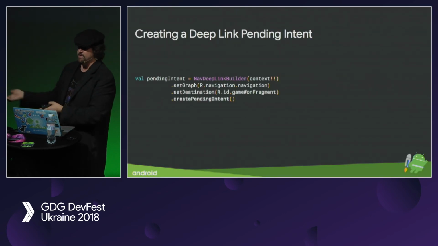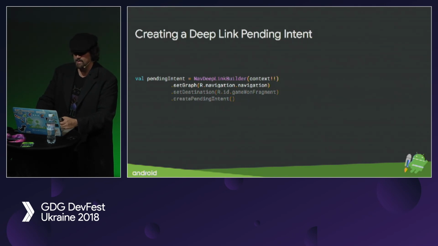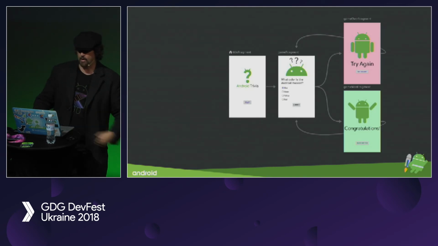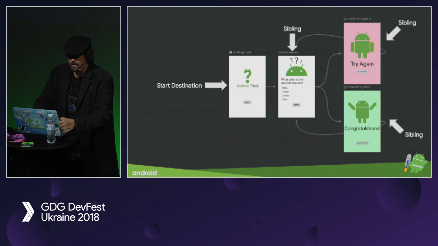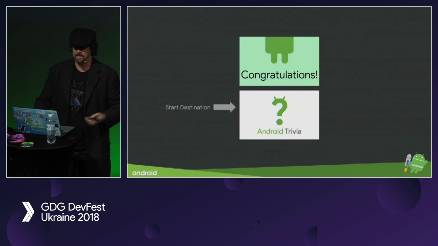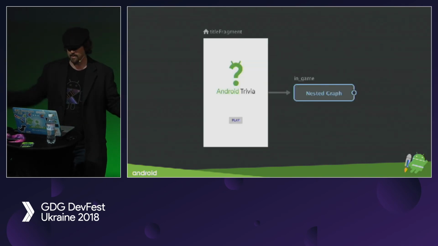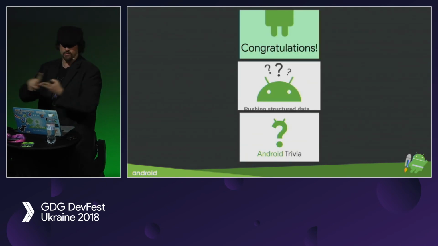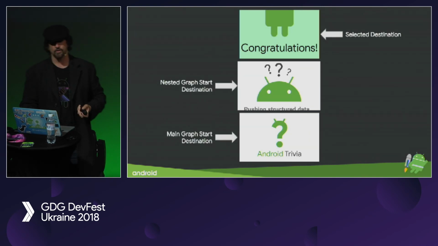So creating a deep link pending intent involves using the nav deep link builder with the navigation graph and the destination and the pending intent. So pretty straightforward. Now, if the graph is a simple one like this, with a start destination and sibling destinations, the backstack from the deep link will look something like this, with the start destination and the selected destination on the backstack. Now, if we put that entire thing in this case, into a nested graph, then the backstack would actually be generated with the start destination from the main graph, the nested graph, and the selected destination.